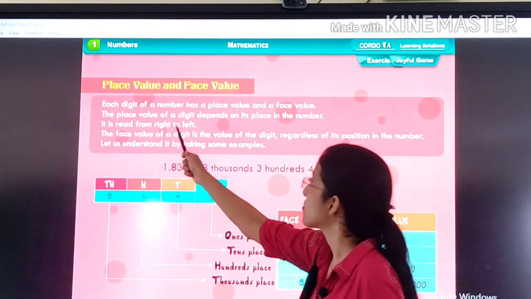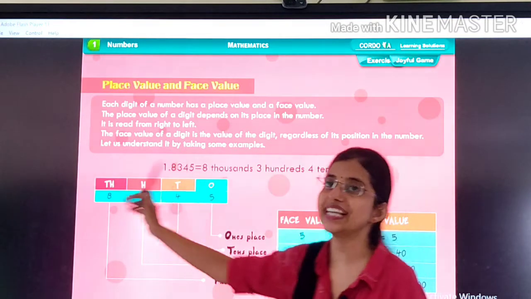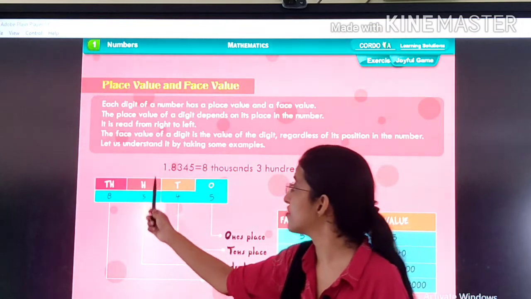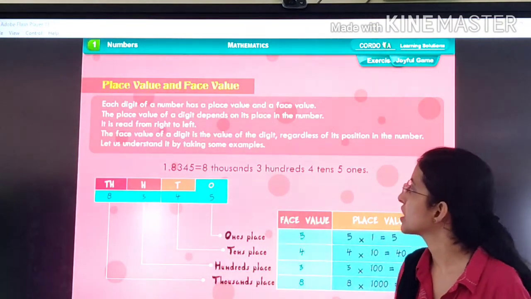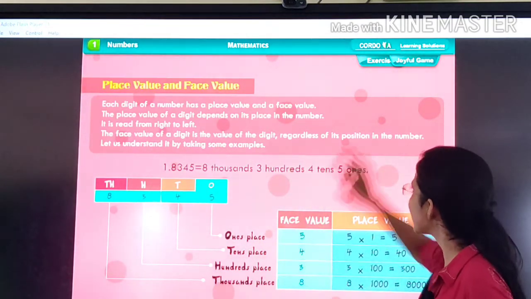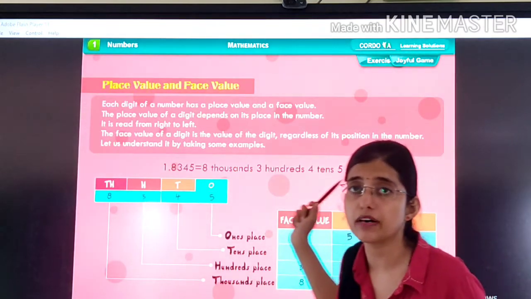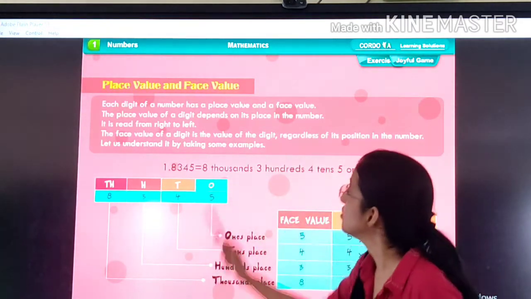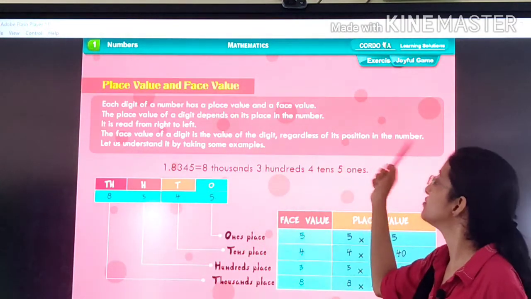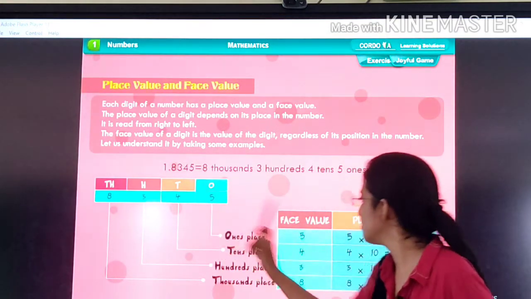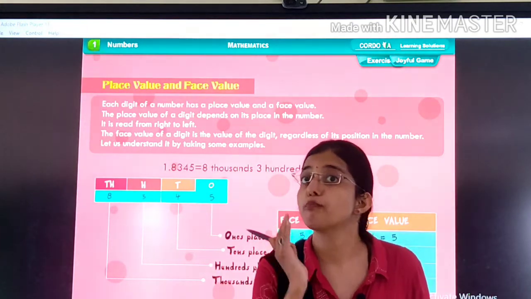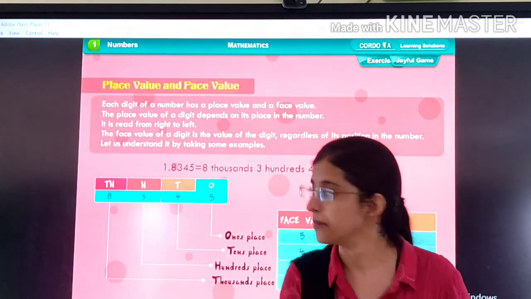It is read from right to left. हम right से left गिनते हैं. Place value: 1s, 10s, 100s, 1000s. The face value of a digit is the value of the digit regardless of its position in the number. 5 remains 5, 4 remains 4, 3 remains 3, 8 remains 8. Regardless of its position, it remains the same.